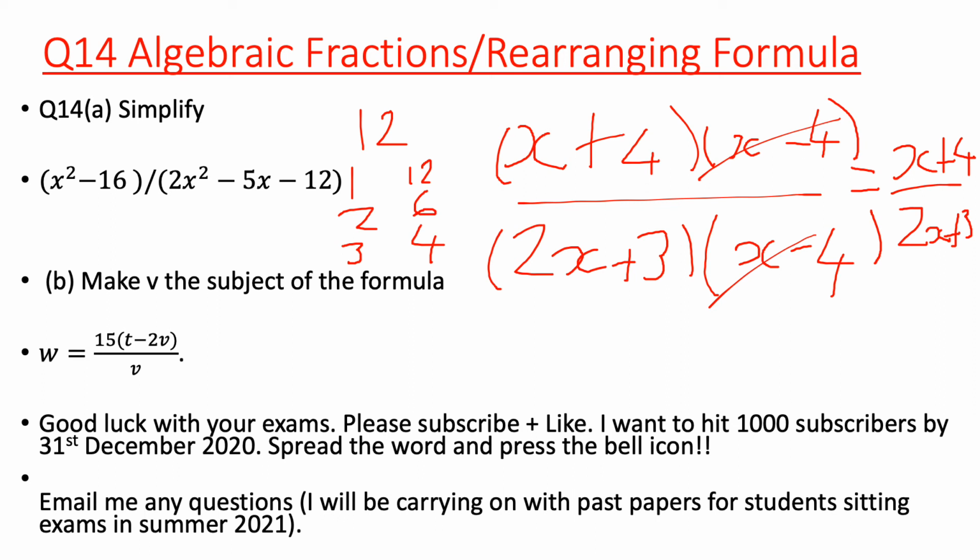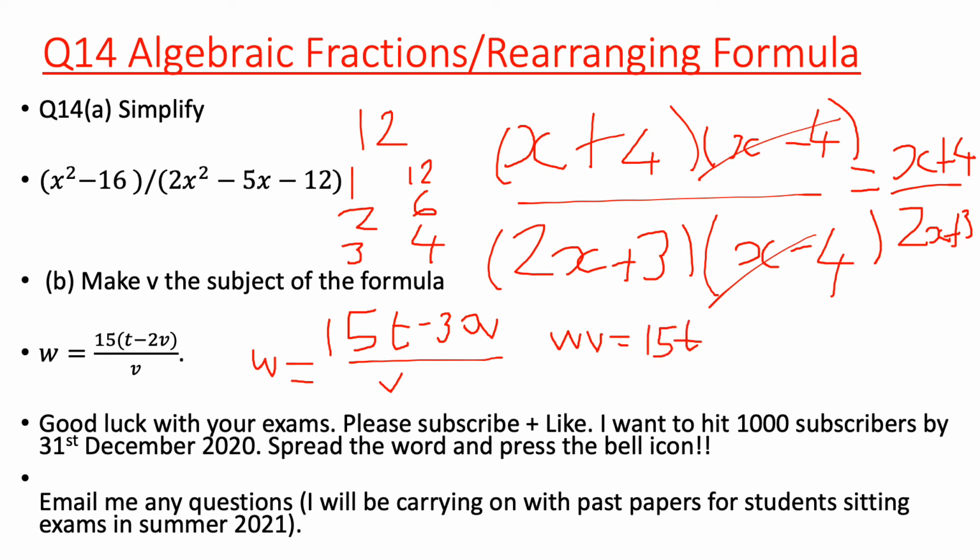Okay, right guys, part B. You are asked to make v the subject of this equation. What I'm going to do is expand the top part here, all over v. I'm now going to times both sides by v, in t minus 30v. I'm going to bring the 30v over, so I get uv plus 30v is equal to 15t.